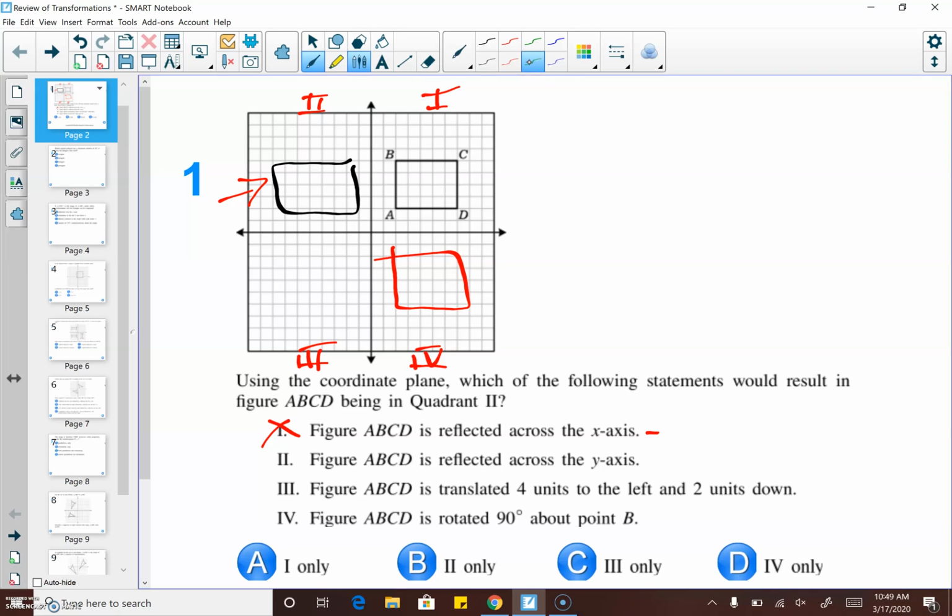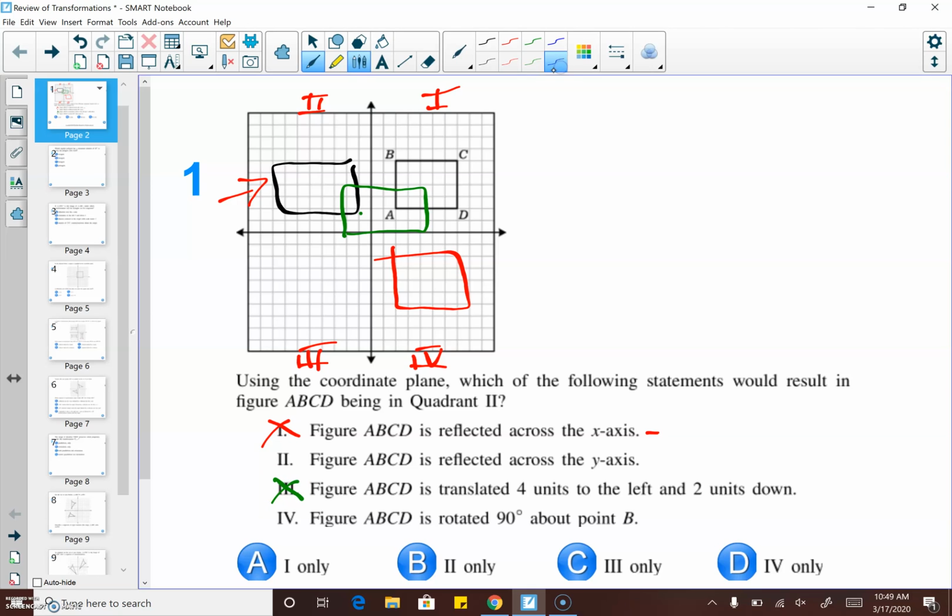We have figure ABCD is translated 4 units to the left and 2 units down. 1, 2, 3, 4. 1, 2. And that's going to give us that sort of shape. Now, it has it partially being in quadrant 2, but it's also in quadrant 1 still as well.